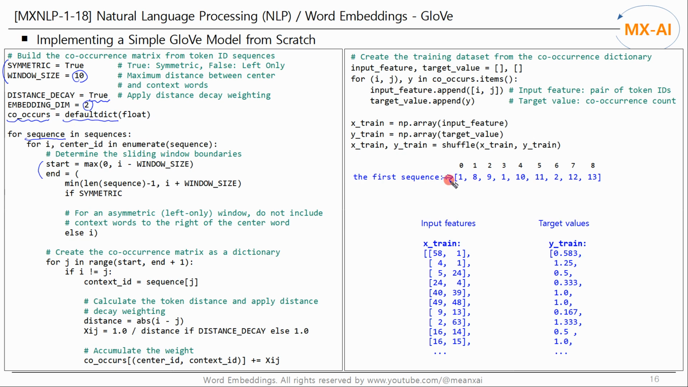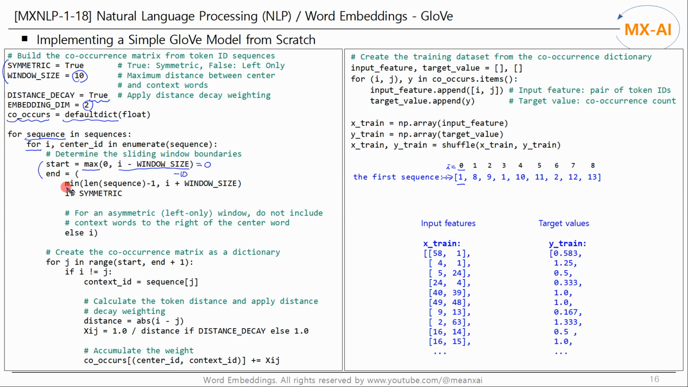Let's use the first sentence as an example. This is the token ID sequence for the first sentence. At the beginning of the loop, i is 0 and center ID is 1, which is the token ID of the center word, or target word. The left boundary of the window is computed using the max function. Since i minus the window size is negative, start becomes 0.